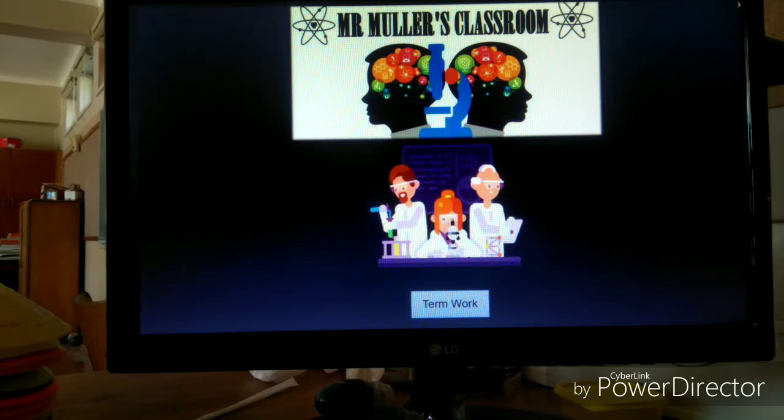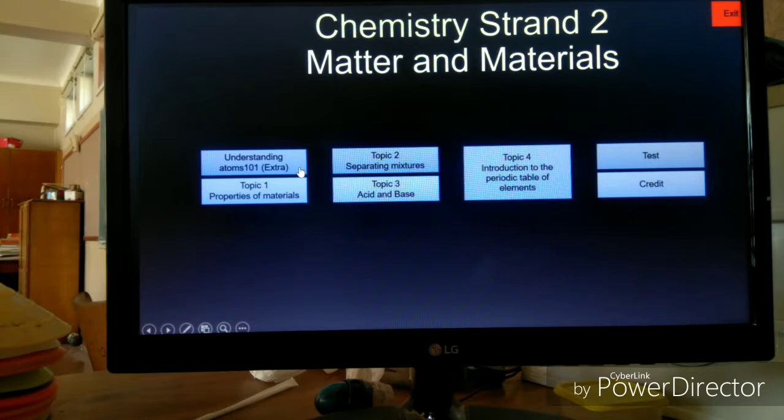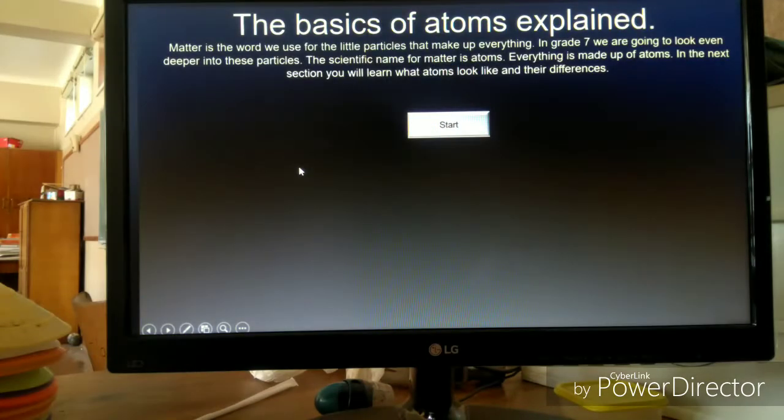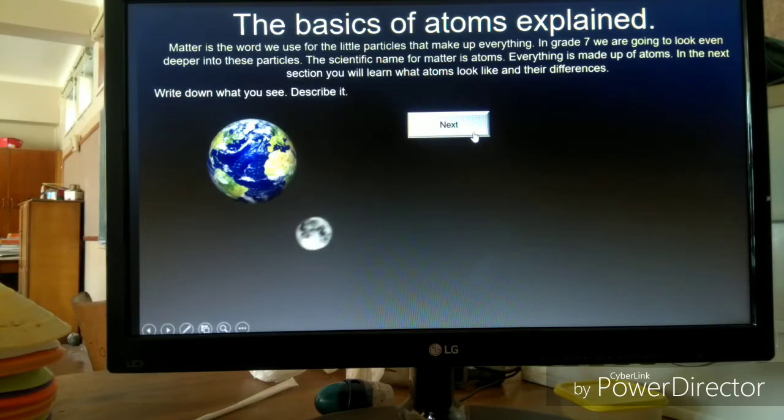So in grade 7 term 2 they need to do atoms, basically the periodic table. How I started with the periodic table is I started with an extra little bit that's not in the curriculum, and that's the basics of atoms. And what I did is I started with the Earth and the Moon, and I wanted to see if I could get the children to link this new idea of atoms with electrons, protons and neutrons, to something they already know. So we spoke about this.